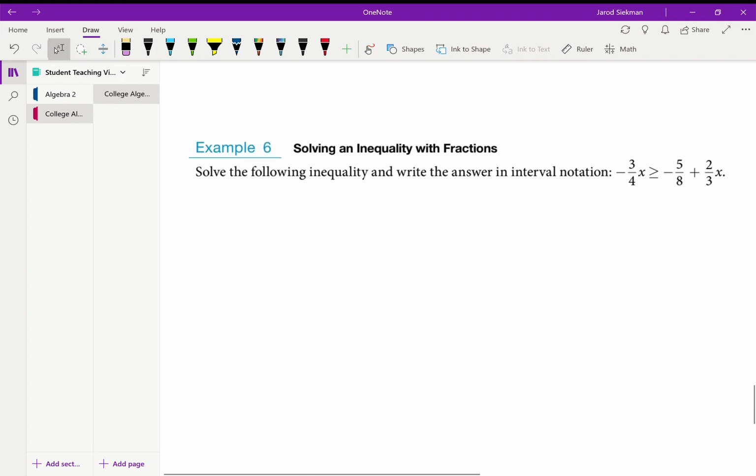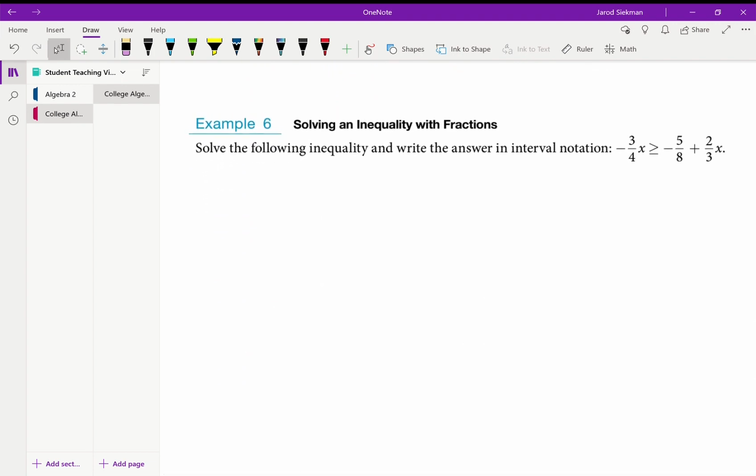We'll go ahead and look at this one when we're dealing with fractions. So fractions can get a little messy, but trust me, they aren't that bad. So similarly, we want to get all the x's to one side. So I suggest subtracting 2/3 x from both sides. And 3/4 and 2/3, they don't have common denominators, so we have to keep them separate right now. And that is greater than or equal to negative 5/8.